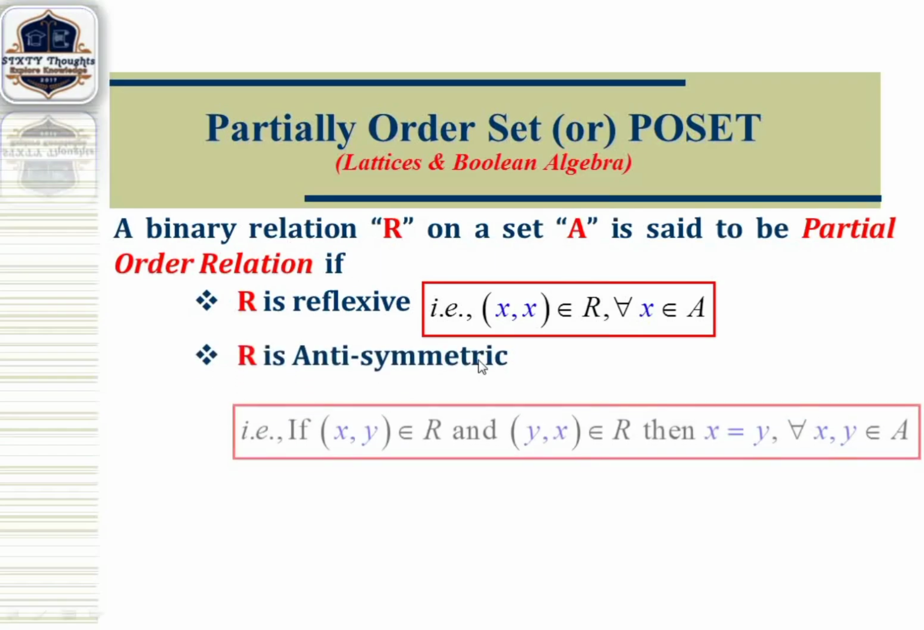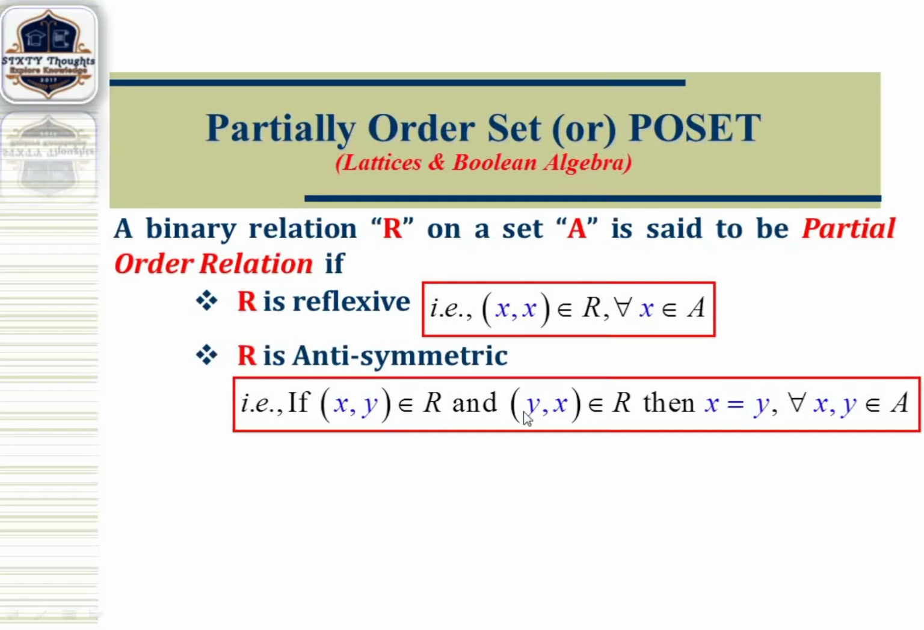Second one is R is antisymmetric. What is antisymmetric? If (x, y) belongs to R and (y, x) belongs to R, then x equals y for all x, y belongs to A. Once this condition holds, then it is called antisymmetric.